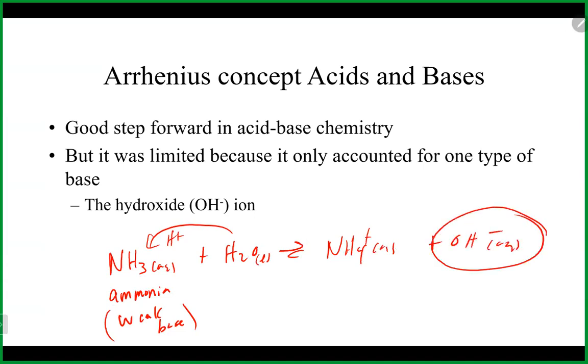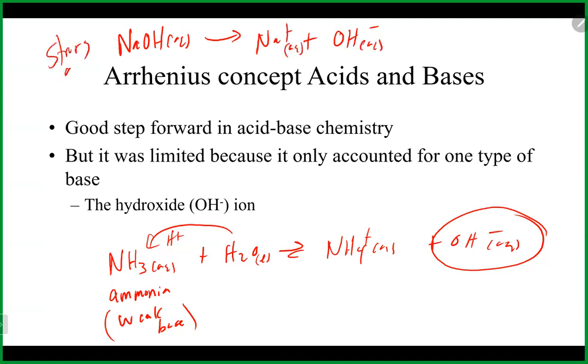So unlike sodium hydroxide, which can basically just go for a swim and produce hydroxide, something like ammonia needs to actually do a little bit of work to do that. And that's why this guy is a strong acid, a strong base, I'm sorry, because it really is a strong electrolyte. Ammonia is a weak electrolyte.